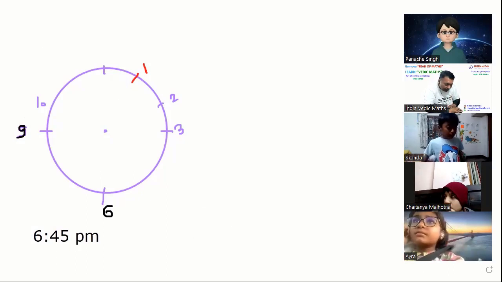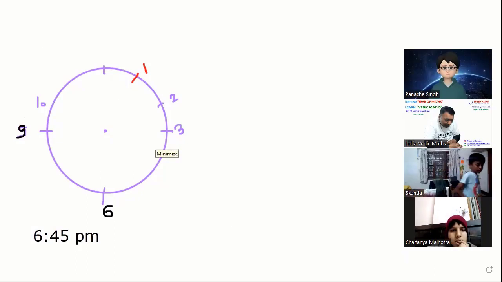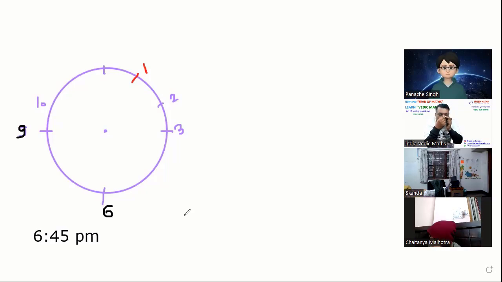Right angle. Okay. Acute angle. Think, guys. 6:45. Which angle will it be? The smaller angle. External or internal? The smaller angle, Panash, so internal. 6:45 p.m. People are saying right angle. People are saying acute. Let's see others. Everybody should write.